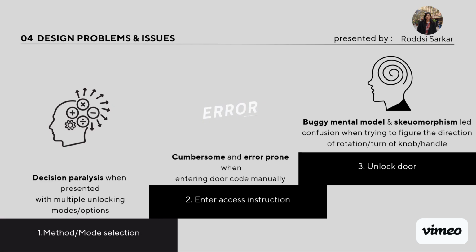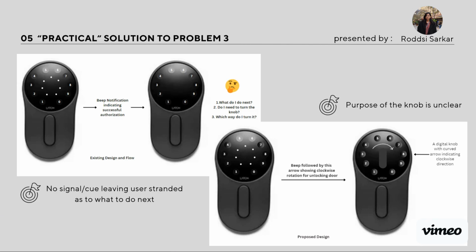Well, let's start going deep into each of these three design issues by detailing the problems associated. So we'll start with the third problem that we have identified. The top left side presents the scenario where the guest has entered the code, or maybe has used the application for successful authorization, but then fails to unlock the door if the handle is turned in the wrong direction.